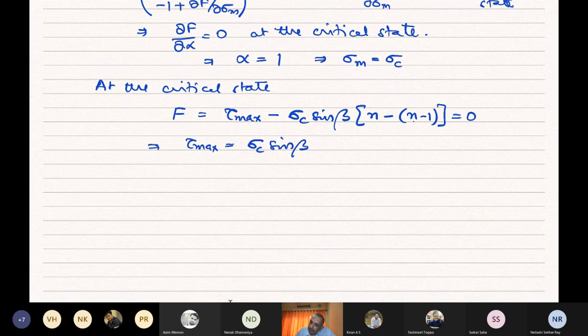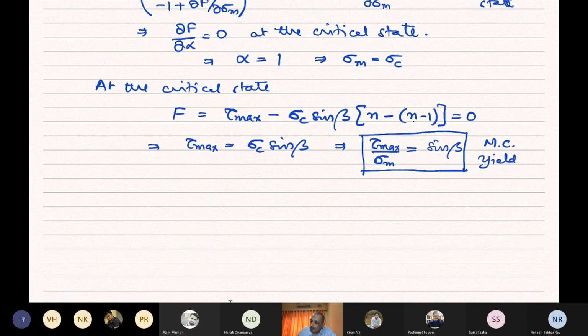But we already know that sigma c is equal to sigma m. So this essentially gives us that tau max by sigma m is equal to sine beta at the critical state. Is this familiar to you? You will see that this is nothing but the Mohr Coulomb yield condition. At the point of yielding, sine beta is just tau max by sigma m.